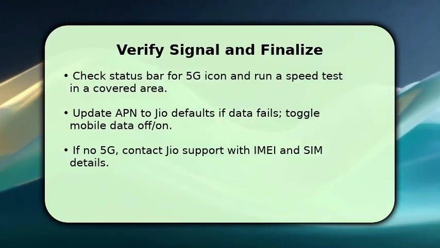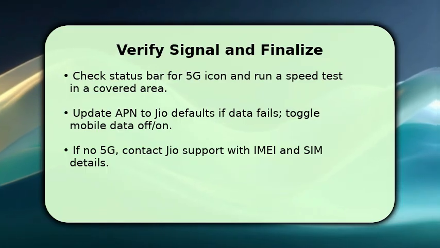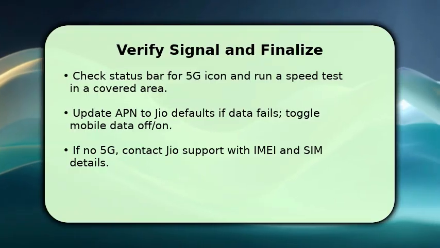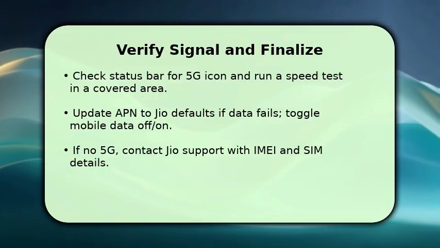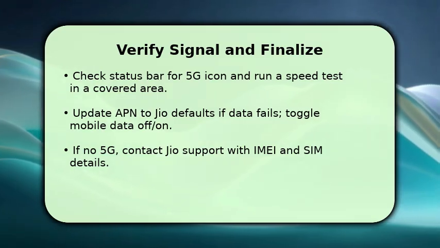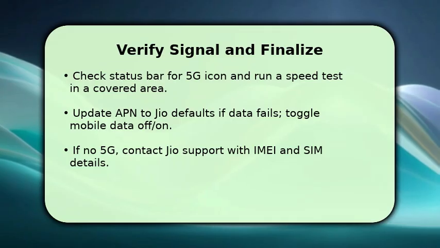Move to an area with known Jio 5G coverage, watch the status bar for the 5G icon, and run a speed test to validate performance. If mobile data fails, verify APN settings match Jio defaults and toggle mobile data off and on, then reboot.